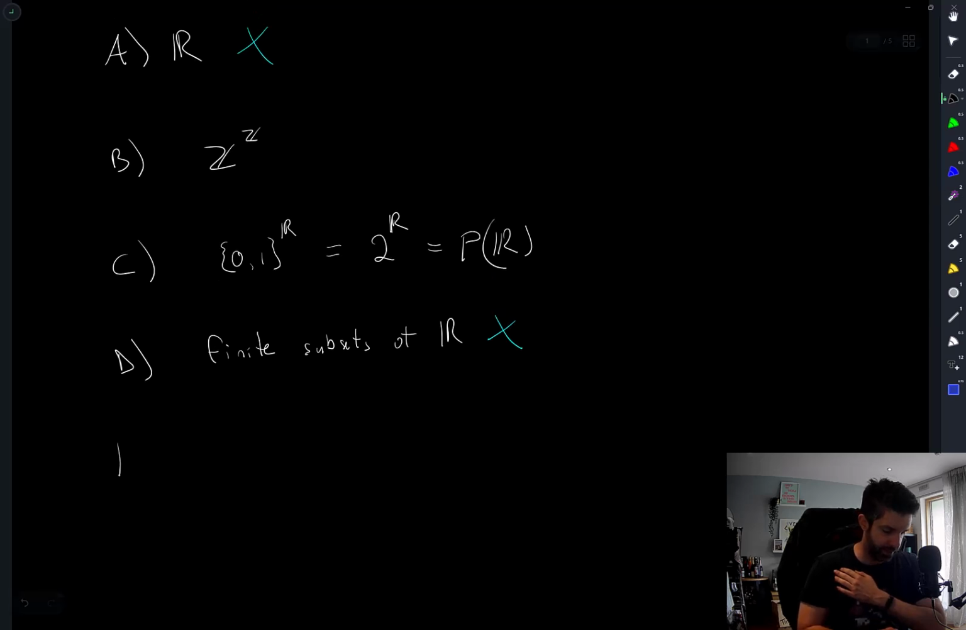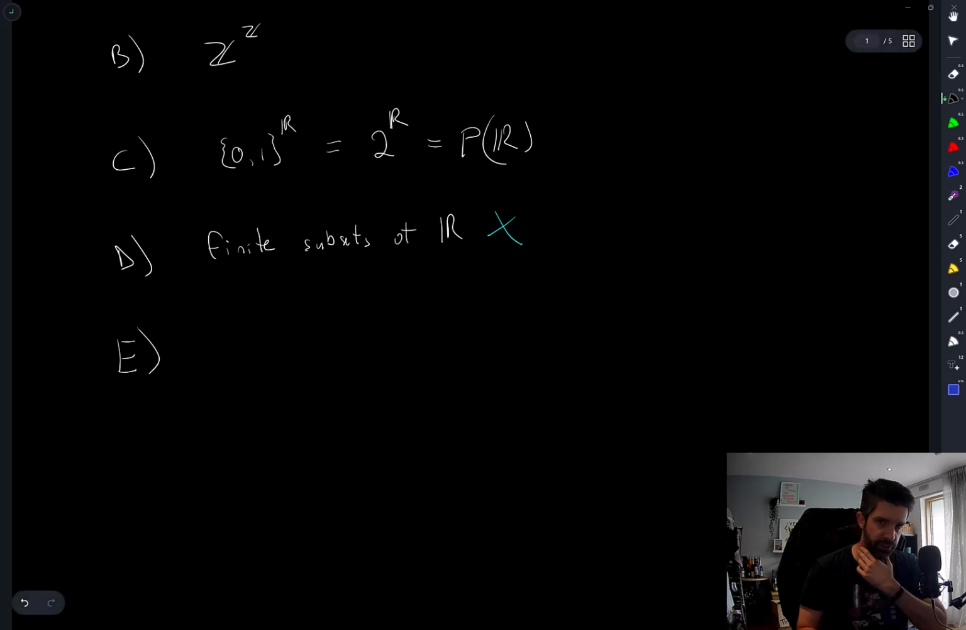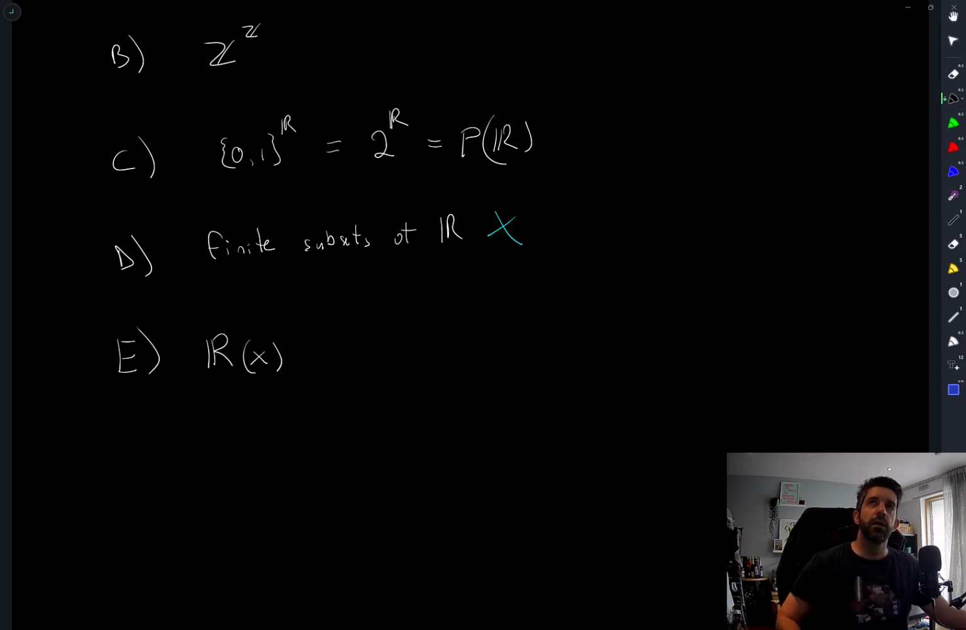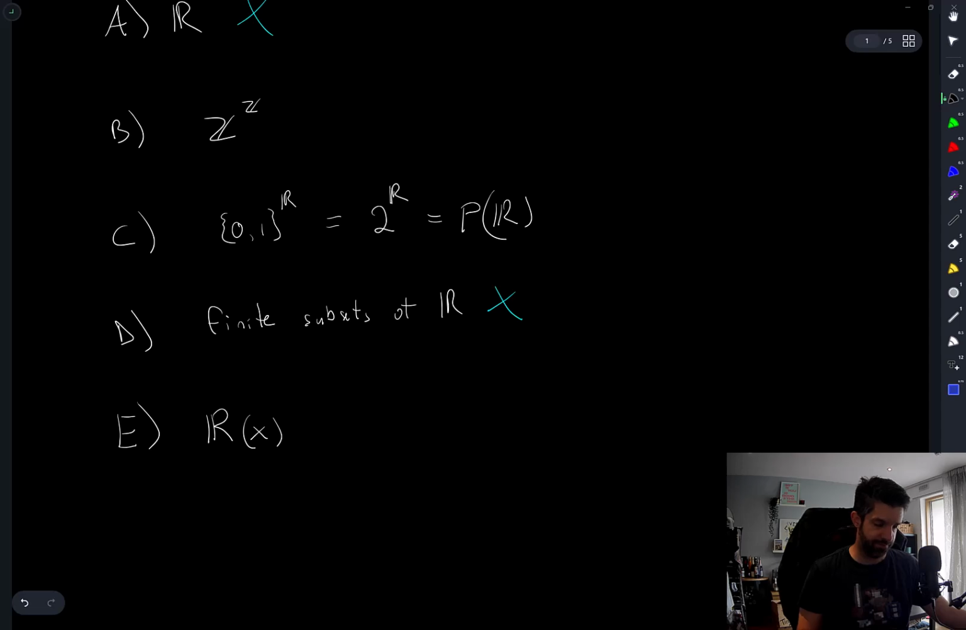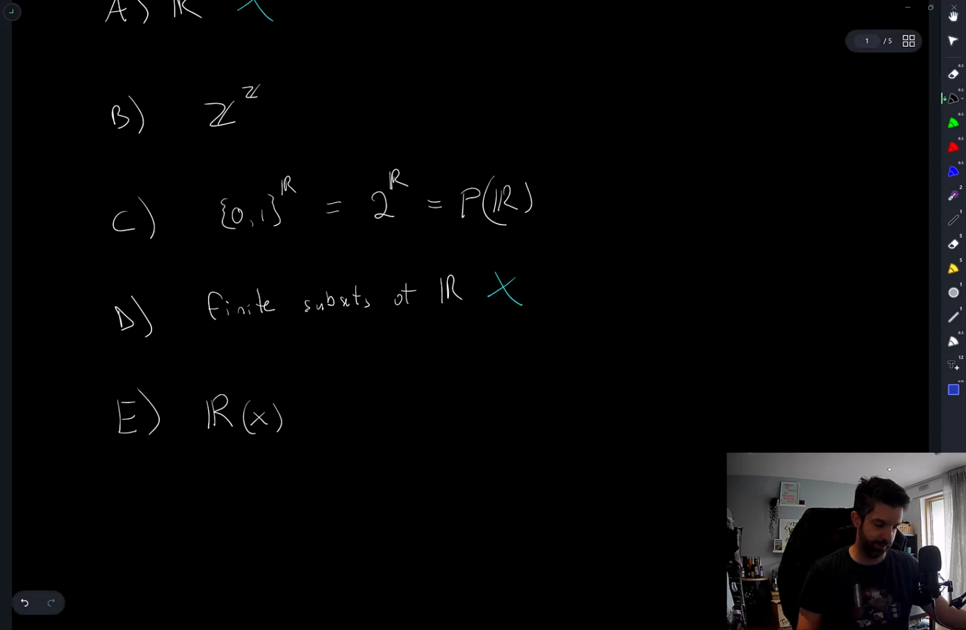And option E, the set of all polynomials with coefficients in R. How is that typically written? It's something like this. So is there a way for us to see that this is not the answer?